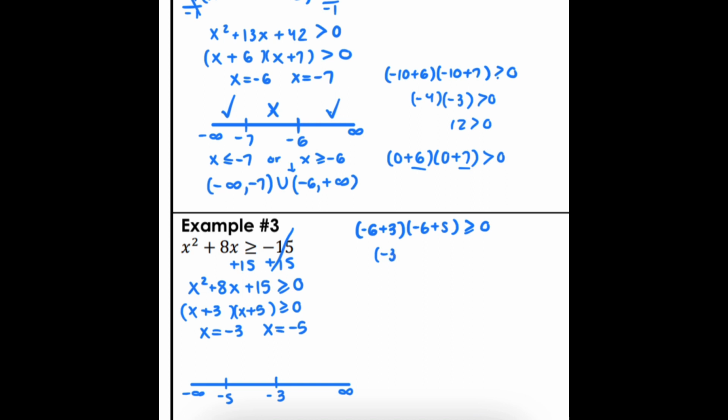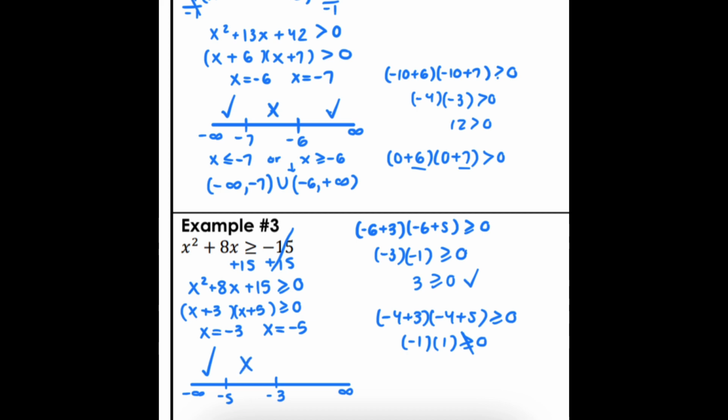So that's going to be -3 times -1, which is going to be greater than 0. I'm going to test a number between -5 and -3, so -4. So that's going to be -1 times +1, which doesn't work because that's going to be a negative number. And then I'm going to test 0 for this last section here.